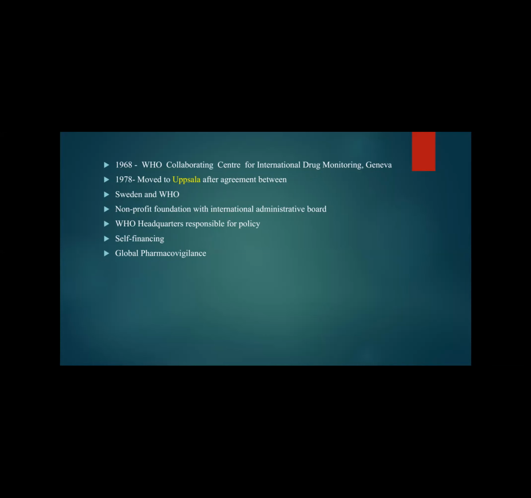In 1968, the WHO Collaborating Center for International Drug Monitoring was set up in Geneva. In 1978, it moved to Uppsala, a monitoring center present in Sweden. Uppsala is just the place name for the WHO Collaborating Center for International Drug Monitoring. After an agreement between Sweden and WHO, the collaborating center was moved to Uppsala. It is a non-profit foundation with an international administrative board, with WHO headquarters responsible for policy, self-financing, and global pharmacovigilance.